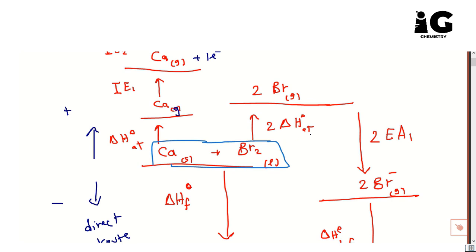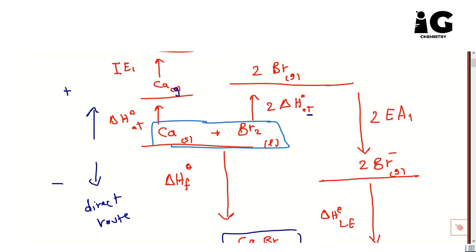So standard enthalpy change of atomization here, but remember this is Br2, so we should say times 2. Remember, enthalpy change of atomization should be multiplied by 2. And then we're going to have 2 Br gas. Then we need also to change this atom to be ion. So the next process is electron affinity. So electron affinity EA1, this is first electron affinity. And remember, because we have 2 atoms, we need also to multiply by 2.